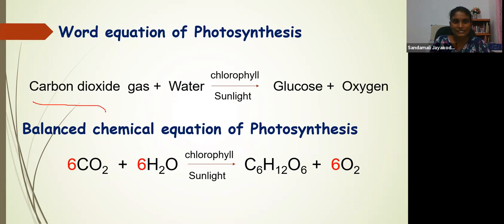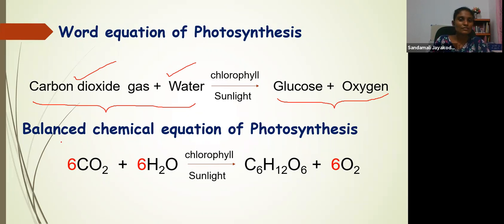All the raw materials are mentioned on the left hand side of the equation and all the products on the right hand side of the equation. The two raw materials are carbon dioxide gas and water. They are combined together in the presence of chlorophyll and sunlight. That's why chlorophyll and sunlight are mentioned with the arrow. That means carbon dioxide gas plus water in the presence of chlorophyll and sunlight produce glucose and oxygen. That is the word equation for photosynthesis.